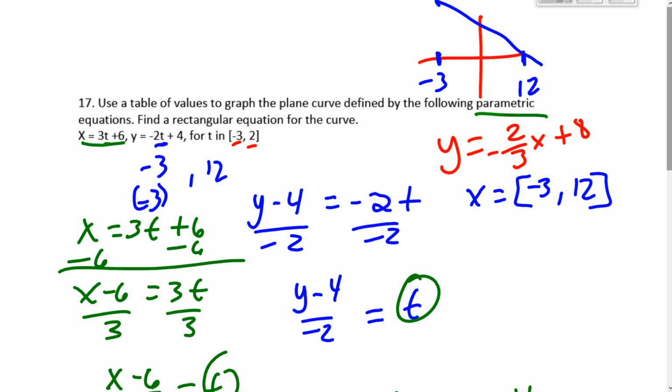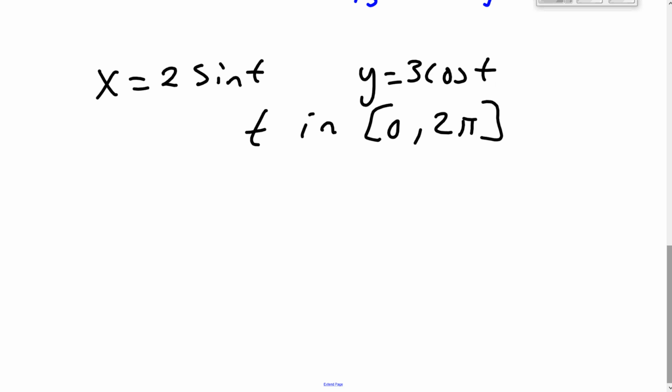Now sometimes it might change a little bit, depending on the equation. Usually you can solve for t and then either plug t into the other equation, or solve for t in both and set them equal to each other. Here's another example. Okay, so here we have x and y, and we can't solve for t because t is inside the trig function.